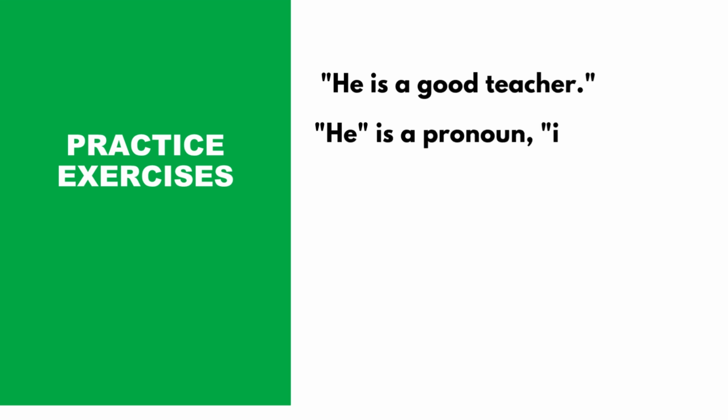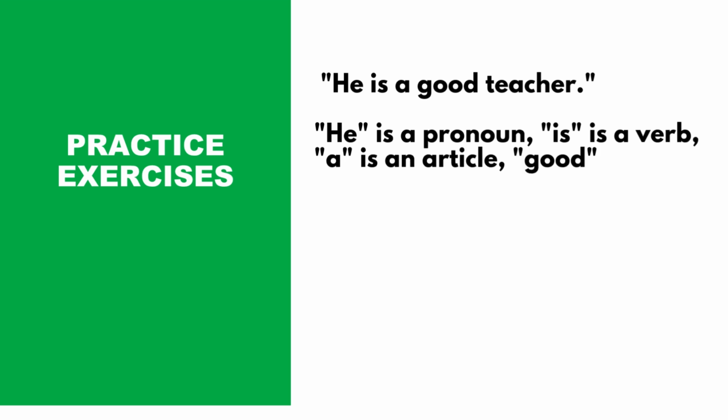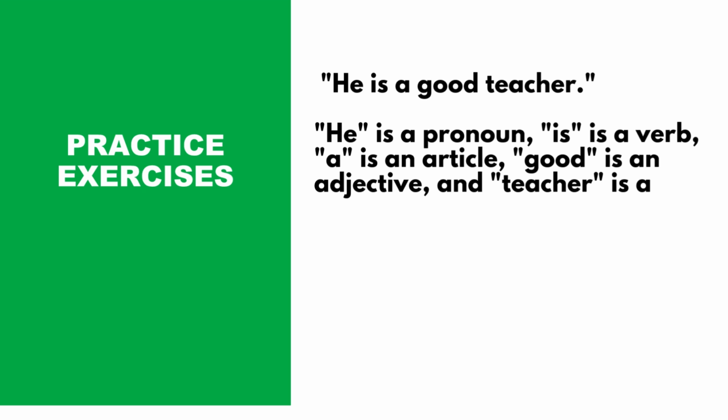Now, he is a pronoun, is is a verb, a is an article, good is an adjective, and teacher is a noun. So, you can now see the various parts of speech, and this confirms to you that the parts of speech or the word classes are the raw material for sentence construction. Every sentence we make in English contains various parts of speech.